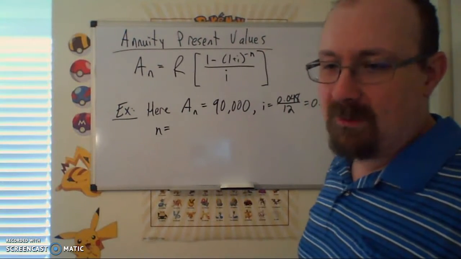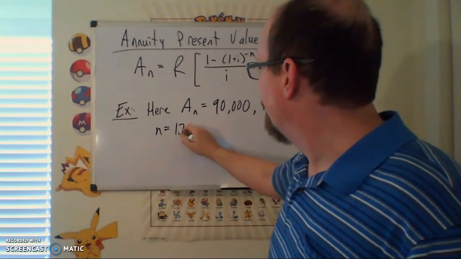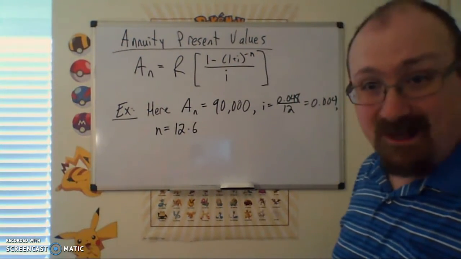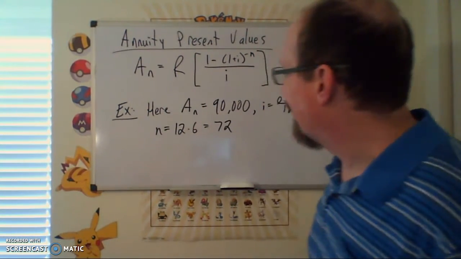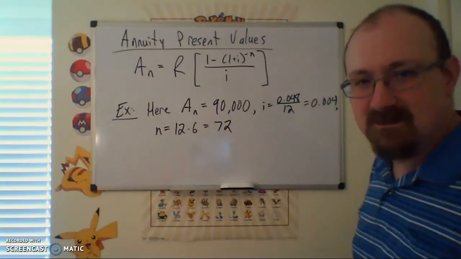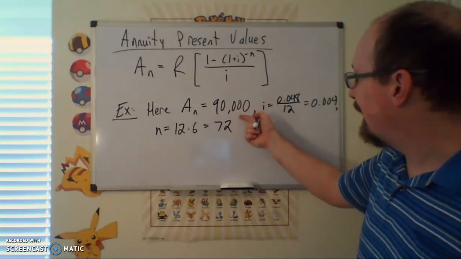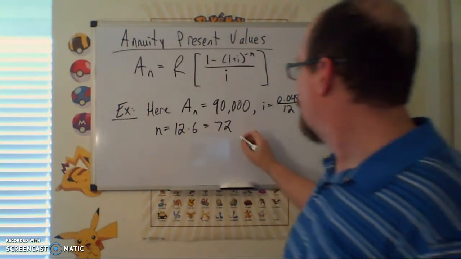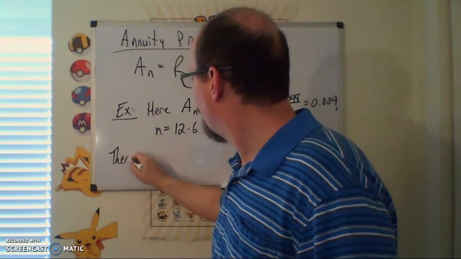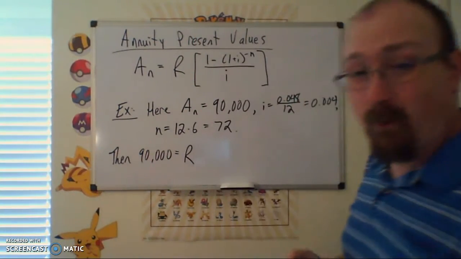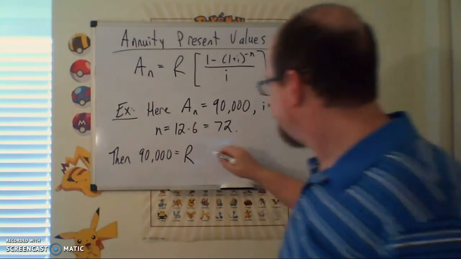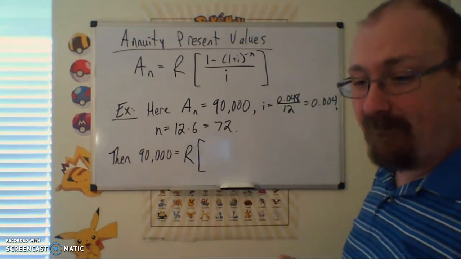And then when I work out N, it's 12 months in a year times a 6-year time span this investment's happening over per our notes. So we have 72 months worth of payments, and we know this guy, he goes right there. 90,000 is on the left-hand side. We don't know R. That's what we're after. But we know all the stuff on the interior now.